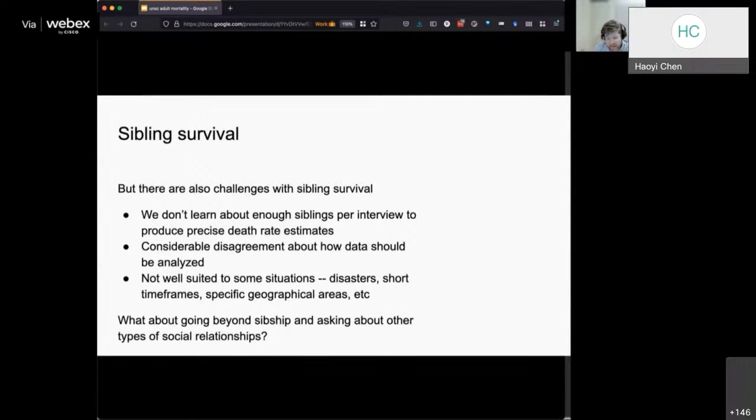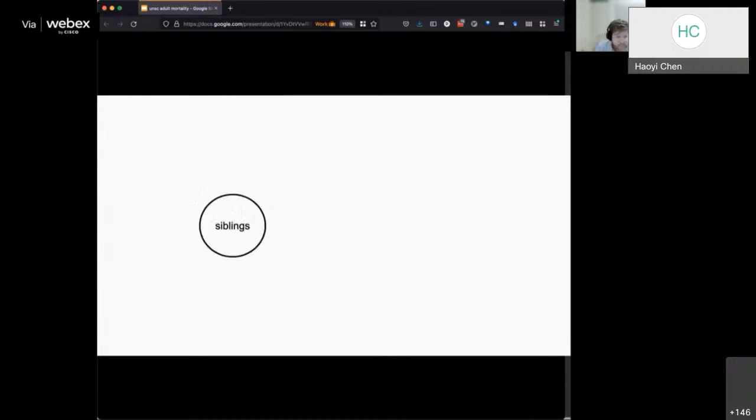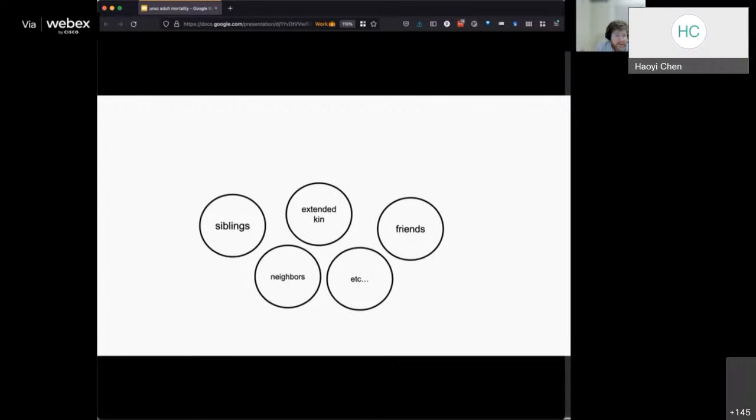So a lot of my work has been asking the question, how might we go beyond the sibship method, generalize it, to ask about other types of social relationships? The sibling method asks about one particular type of relationship between people, the sibship relation. Two people are connected to each other if they are siblings. But you could think of a lot of other ways that people can be connected. For example, they might be extended kin, neighbors, friends, et cetera.